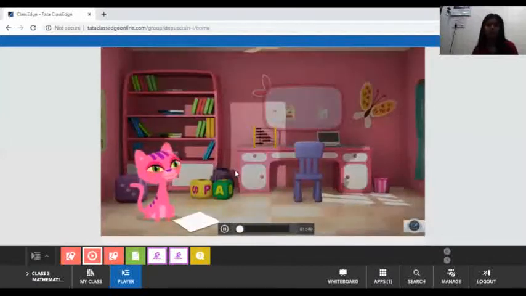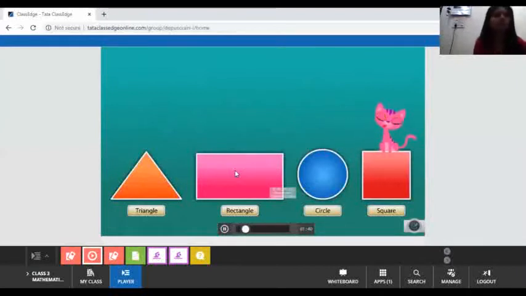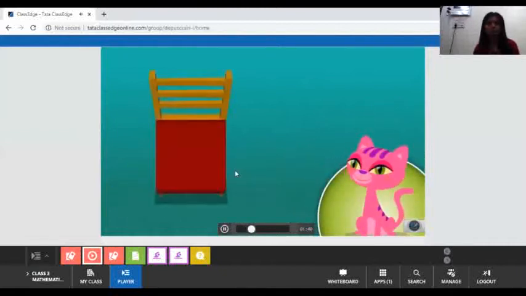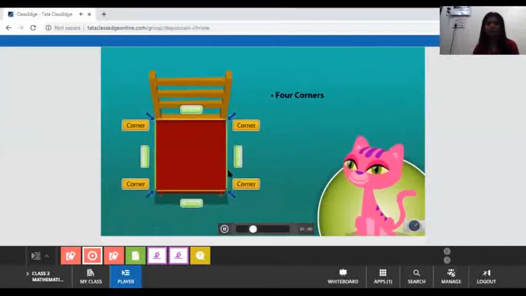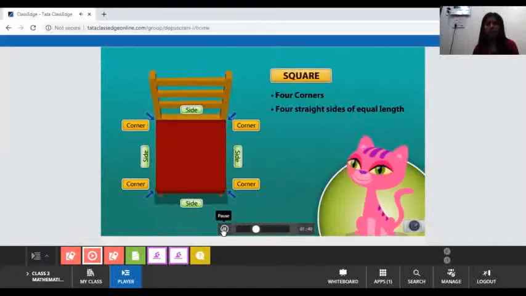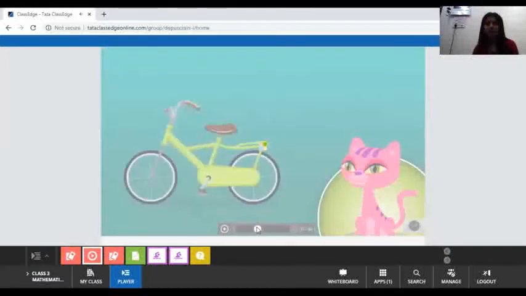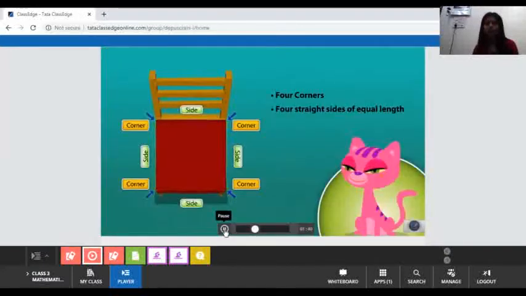Catty has written a lovely rhyme on plane figures. Let's listen to it. Triangle, rectangle, circle and square. You will find these shapes everywhere. Listen to this rhyme that I want to share that should make you a little more aware. Look at the seat of this chair. 4 corners and 4 straight sides are there. When all sides are equal, you know it's a square.